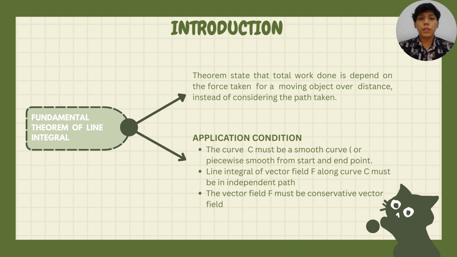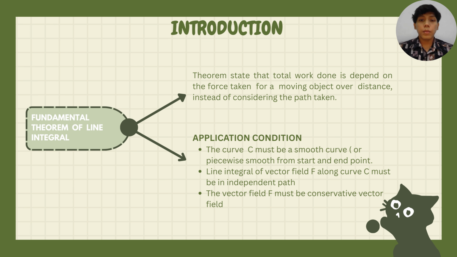As a simple example, we consider two cars moving to a place with the same starting line and finishing line, but with different paths. Both cars will face different traffic and challenges around the road. So the theorem considers the traffic and challenges instead of the distance to reach a place.